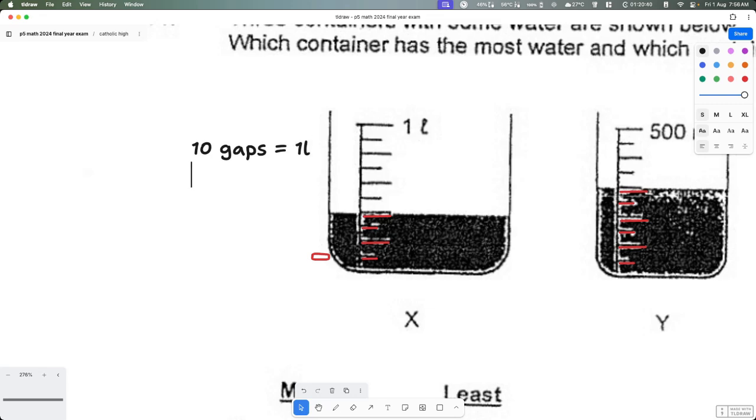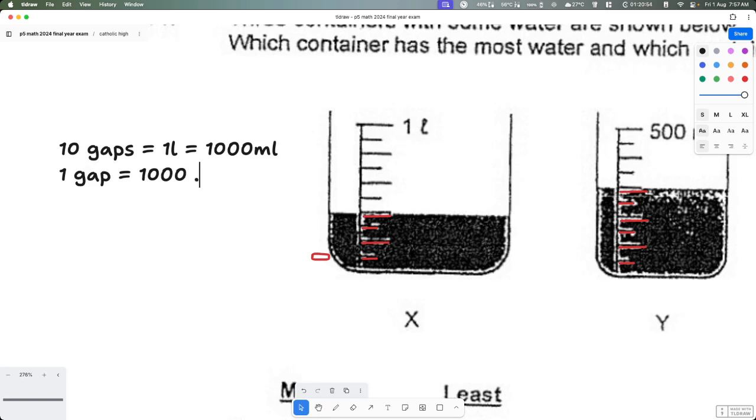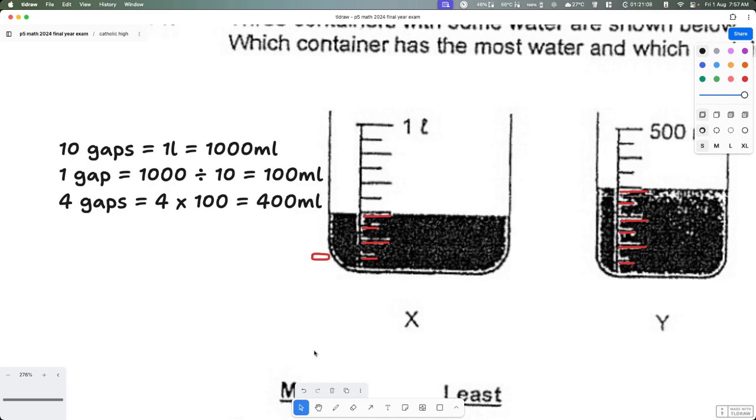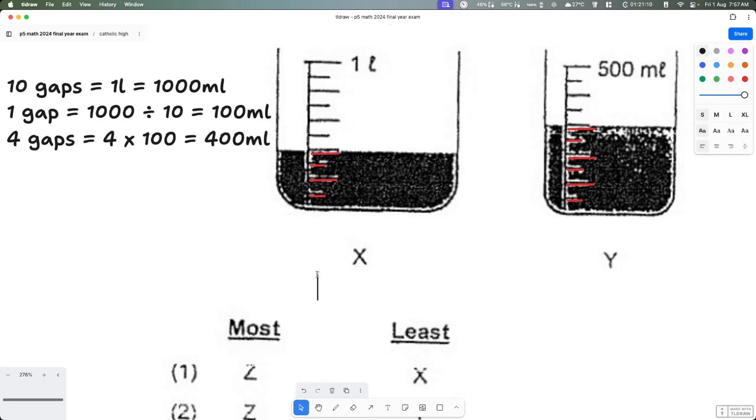So in this case, 1 liter is also 1000 milliliters. Okay, so one gap is equal to 1000 divided by 10, and this gives you 100 milliliters. So we have 4 gaps, which is equal to 4 times 100, 400 milliliters. So in this case for X, it is 400 milliliters, right?